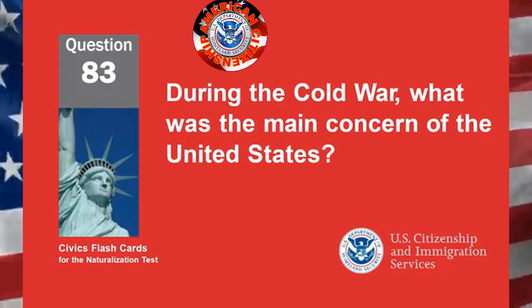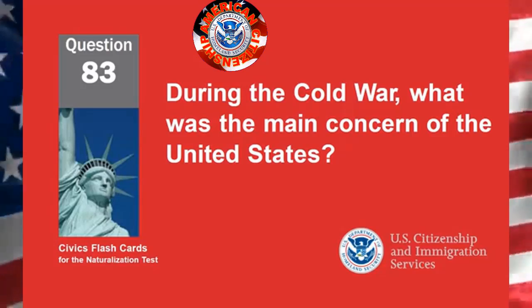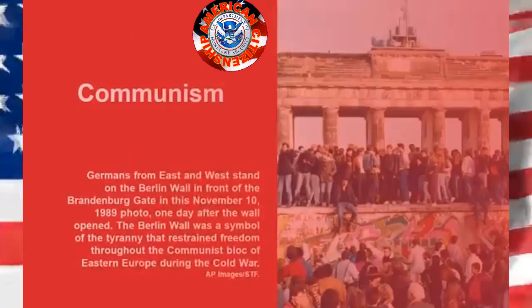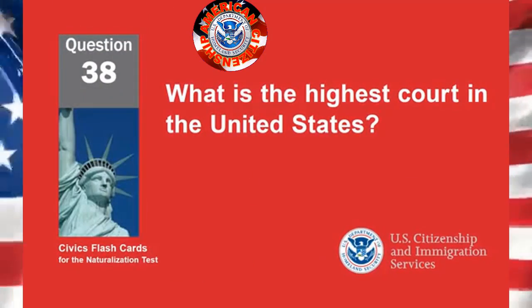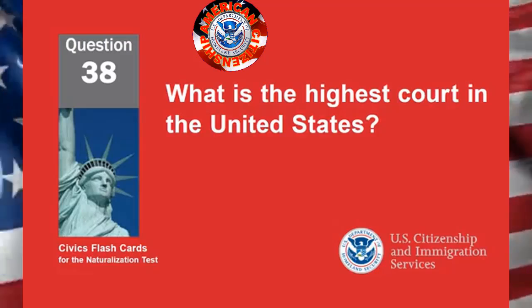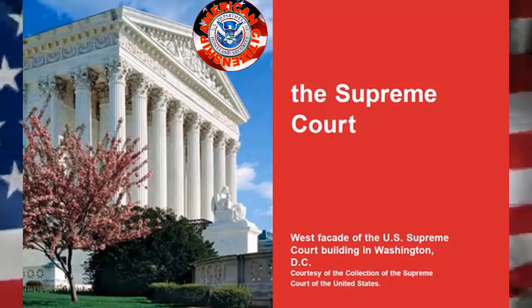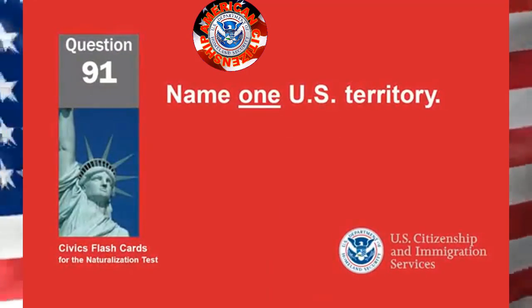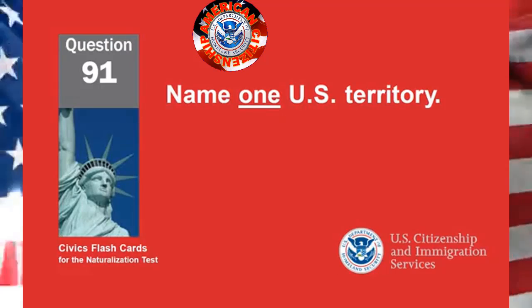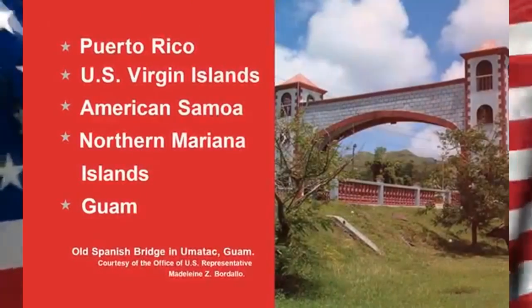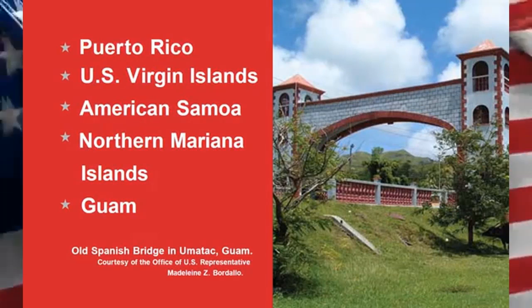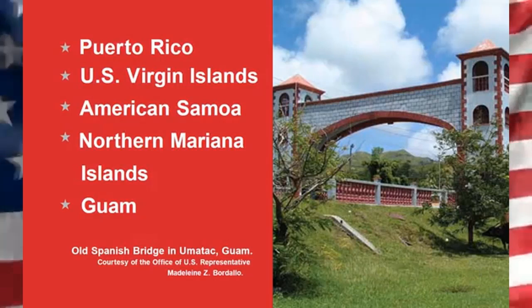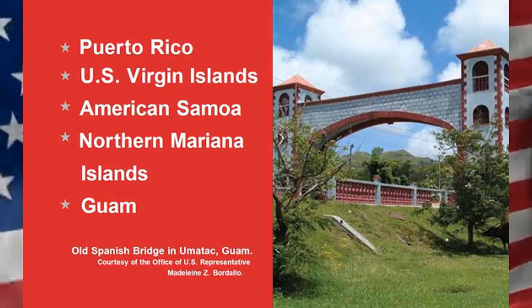During the Cold War, what was the main concern of the United States? Communism. What is the highest court in the United States? The Supreme Court. Name one U.S. territory. Puerto Rico, U.S. Virgin Islands, American Samoa, Northern Mariana Islands, Guam.